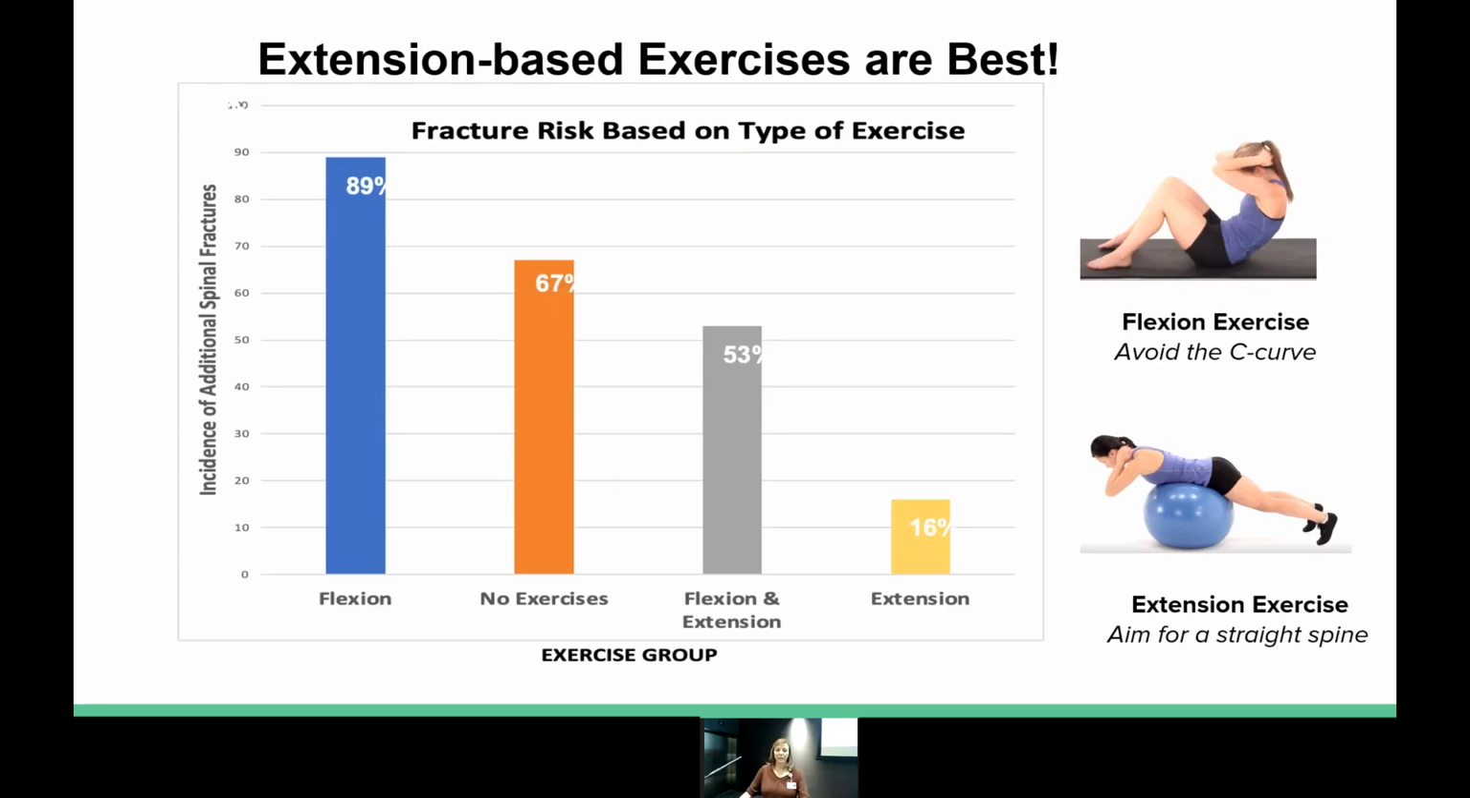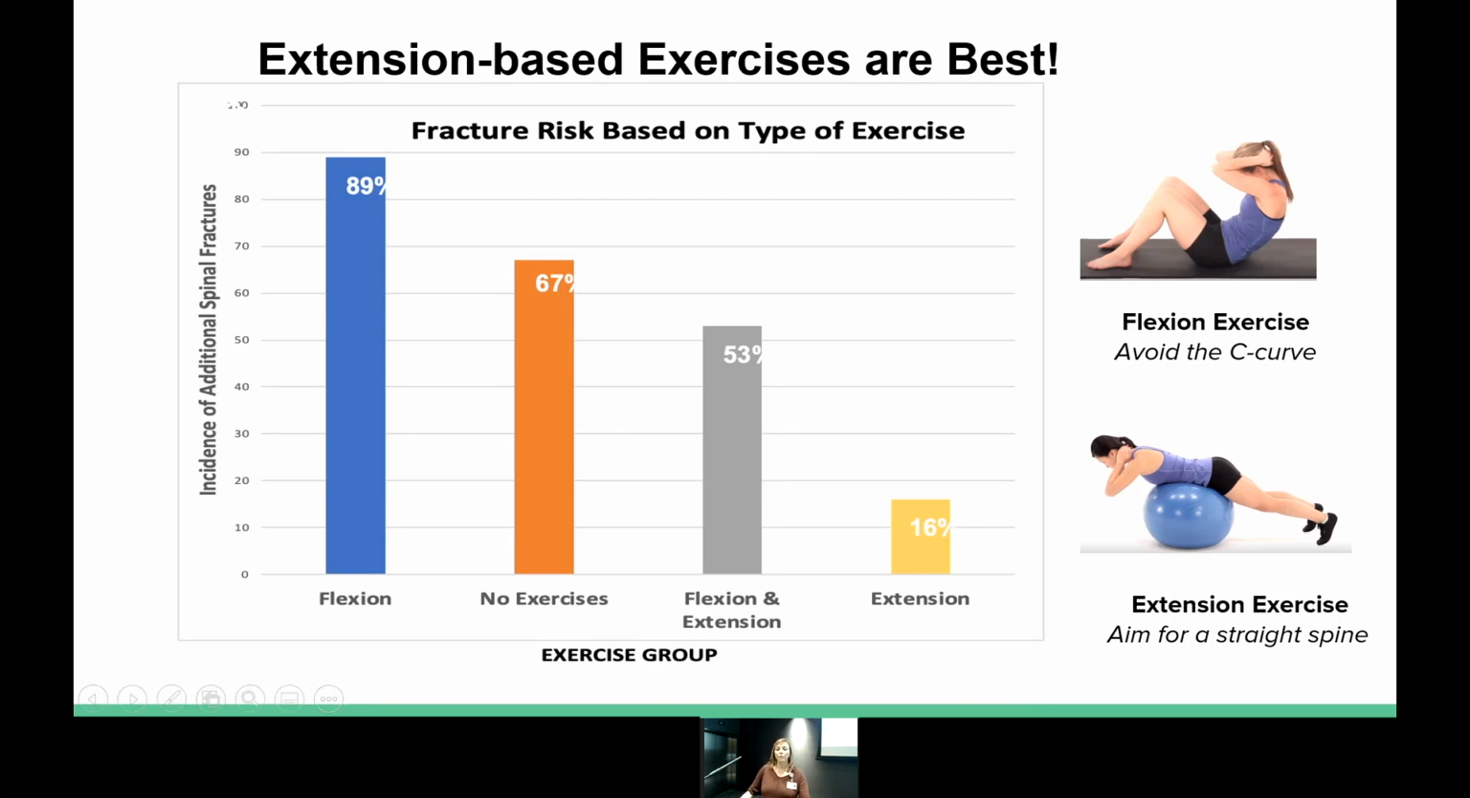So I've told you that flexion exercises are bad. Now I want to show you why extension exercises are better. So this figure summarizes the result of what I think is kind of an eye-opening study. It compares 4 different types of exercise programs and the effect they had on influencing future fracture risk. So the study took a group of people who had already had one fracture in their spine, and then they divided those people up into 4 groups. They were followed over time, and then they tracked how many people went on to have another fracture of their spine.